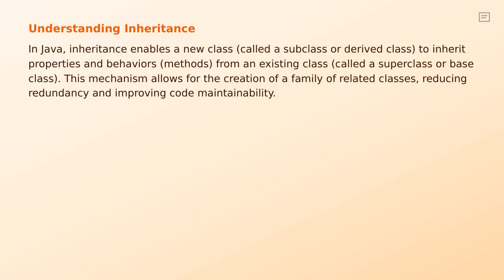Now we're on understanding inheritance. In Java, inheritance enables a new class called a subclass or derived class to inherit properties and behaviors, methods, from an existing class called a superclass or base class. This mechanism allows for the creation of a family of related classes, reducing redundancy and improving code maintainability.